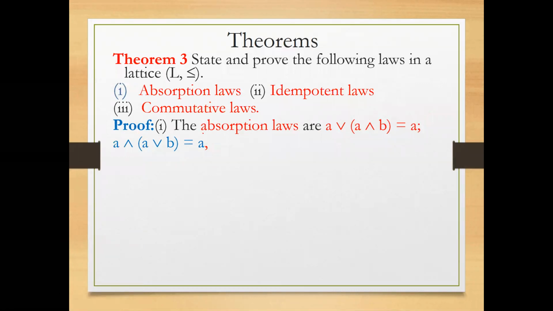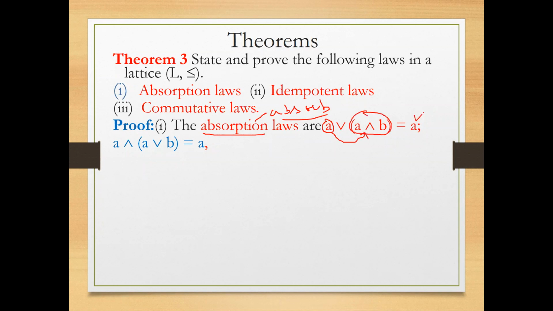So you can also say that this word absorption can be imagined as coming from the word absorb, and absorb means to soak something up. That means when we joined A with this, A absorbed this element, soaked this element, and the answer came back as A. Similarly, here the A element absorbed this, A join B, so the answer is A. So that's why it is called the absorption law.